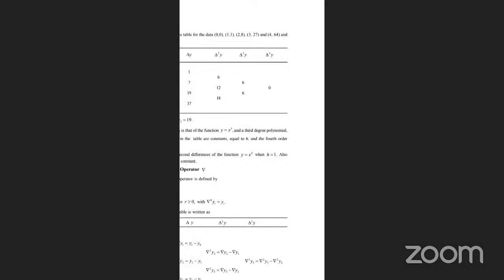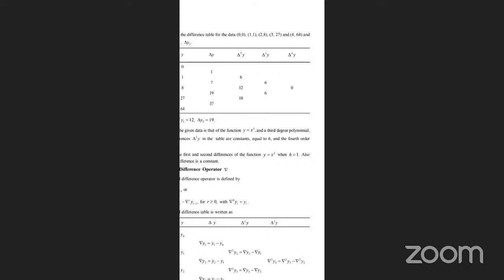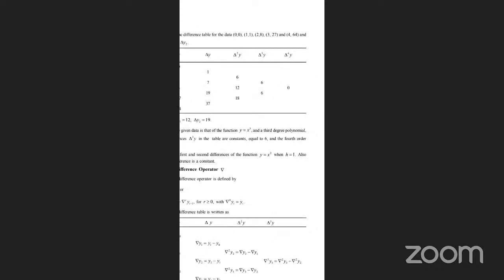Del square y naught is equal to 0, and also del cube y naught is equal to 0, and del square y1 is equal to 12, and also del y2 is equal to 19. So 19, 12, 6 we are taking here. Del y4 naught is equal to 0, del square y is equal to 6.